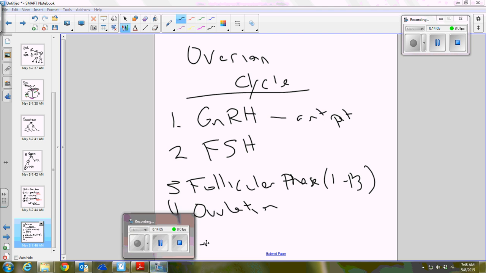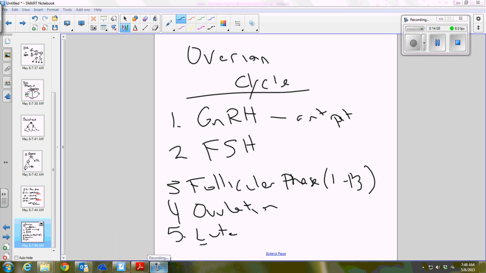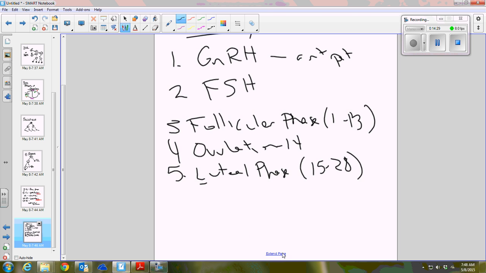And then the second part is called the luteal phase. And the corpus luteum, which is now the empty follicle that just released the egg, produces progesterone and estrogen as it's degrading. And so when this corpus luteum is gone, it causes the hypothalamus to detect no more progesterone production, and that triggers the release of GnRH and starts the next cycle.